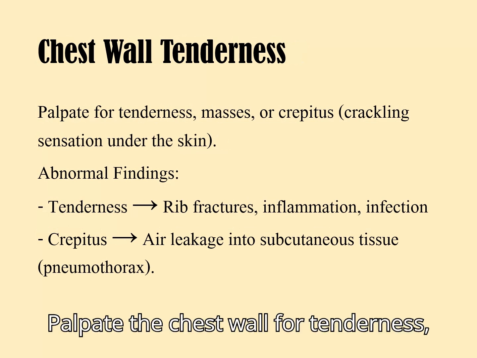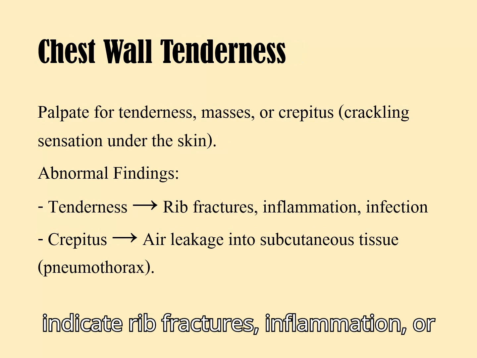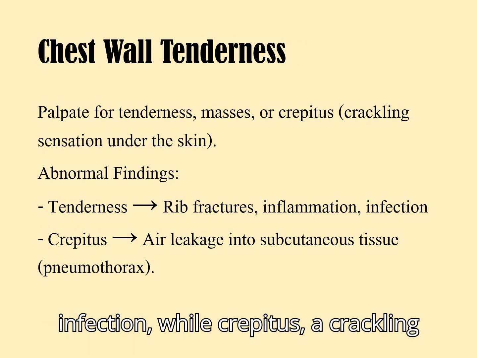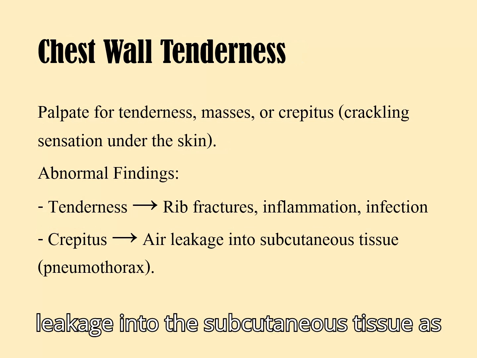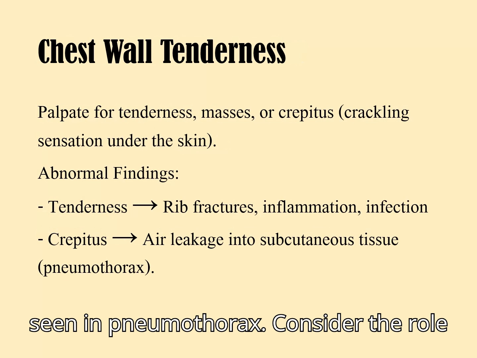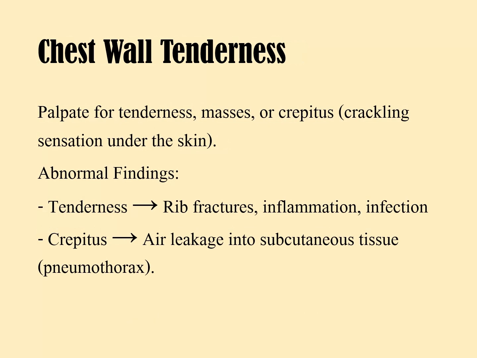Palpate the chest wall for tenderness, masses, or crepitus. Tenderness may indicate rib fractures, inflammation, or infection, while crepitus, a crackling sensation under the skin, may signal air leakage into the subcutaneous tissue, as seen in pneumothorax. Consider the role of palpation in detecting subtle, yet critical abnormalities.